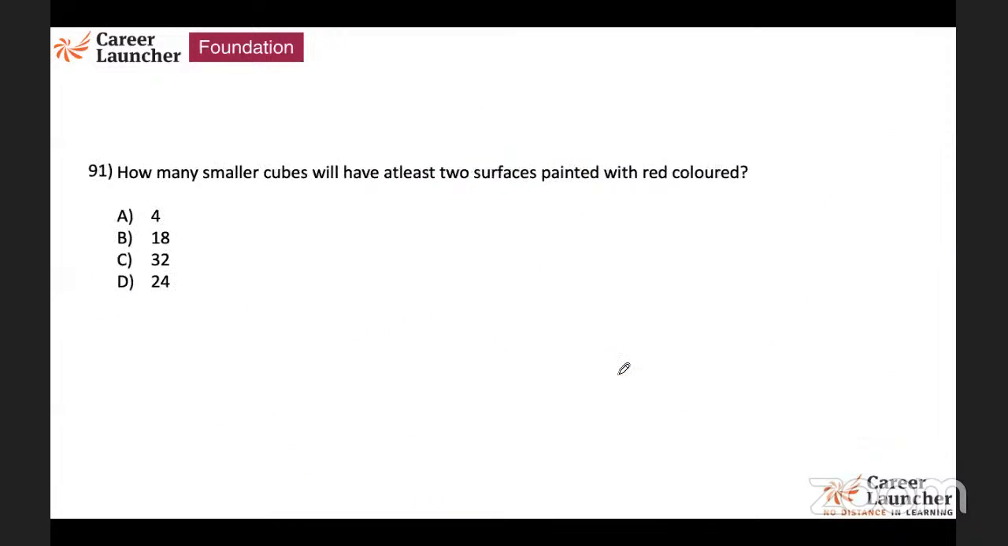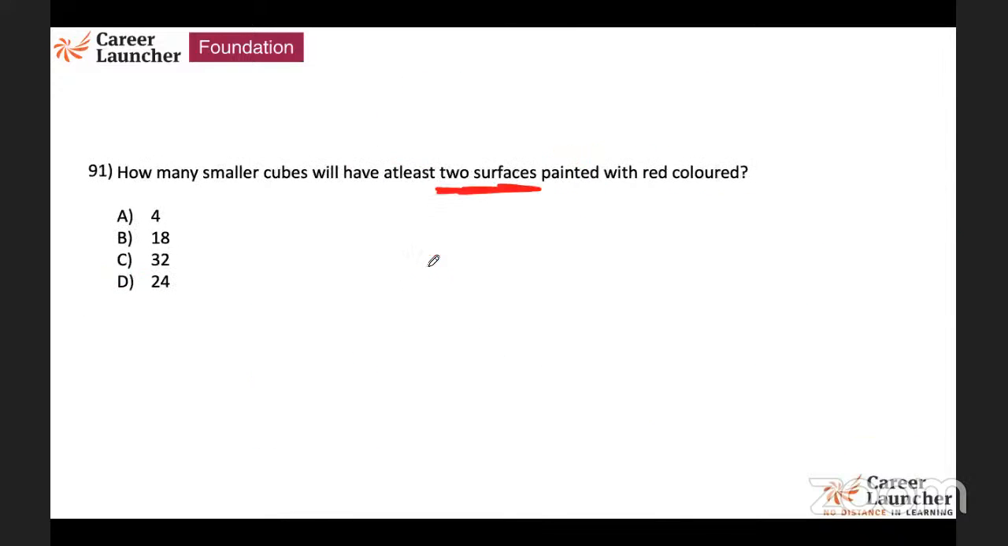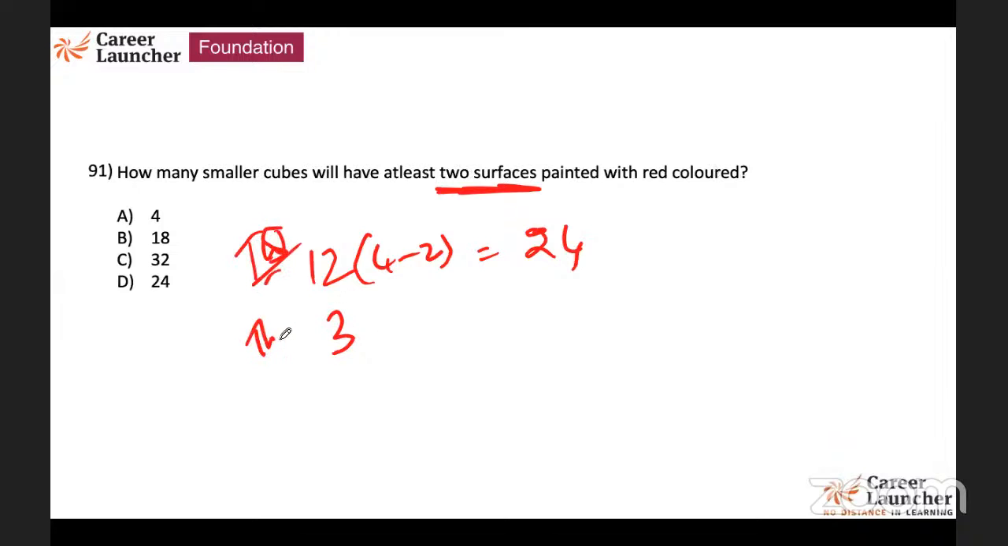What about this question? How many smaller cubes will have at least 2 surfaces painted? Look, 2 sides painted is 12 into n minus 2, which is 24. We also look at 3 sides painted. 3 sides painted will be obviously 8, we said. We want at least. Therefore, answer has to be 32.